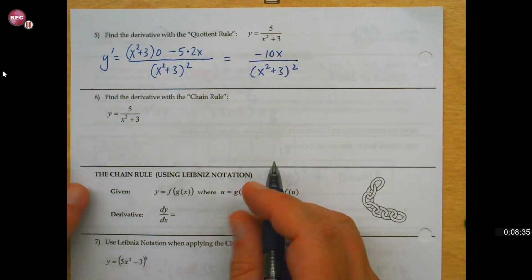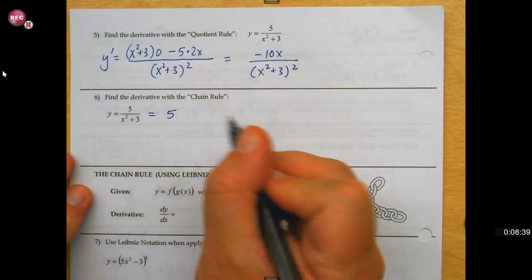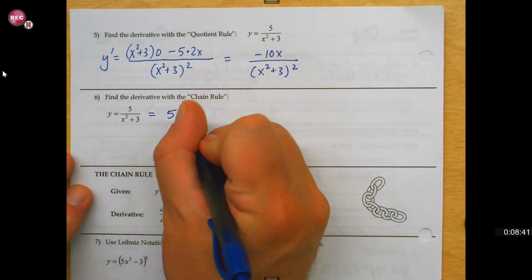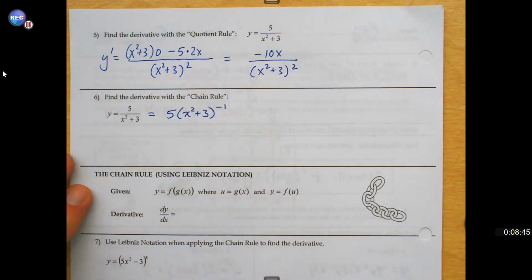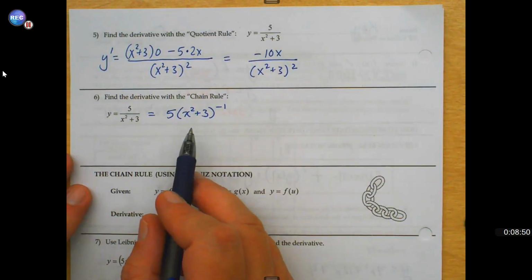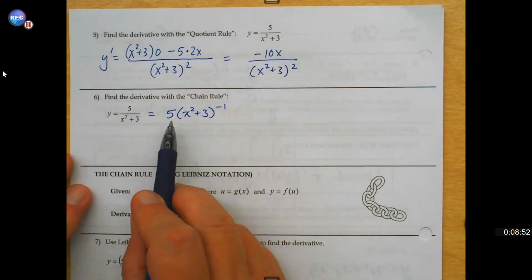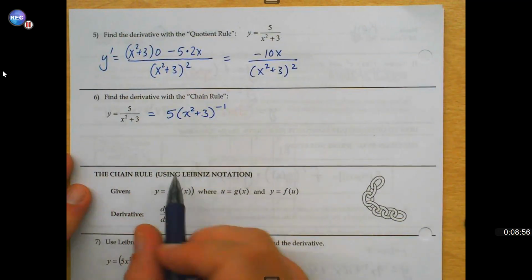Well, I have to rewrite this without a fraction. So what that means is we'll just keep that 5 there, and we'll times it by (x squared plus 3) to the -1. So now that it's in that form, I could apply my chain rule to it. Now I don't have to use the product rule because 5 is a constant, so I'm going to be using my constant multiple rule when I write it out.